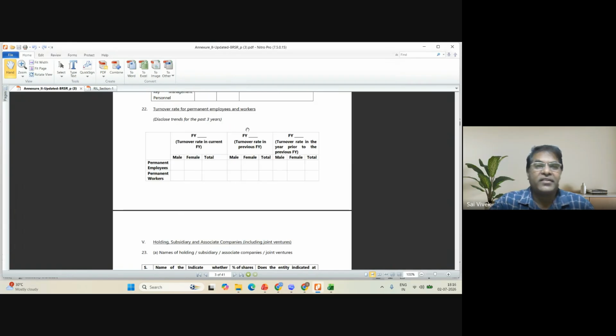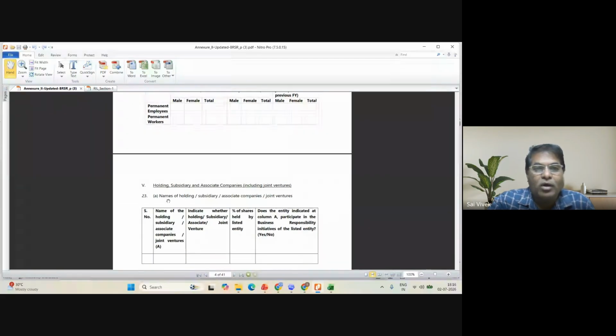The 22nd serial number is about turnover rate of permanent employees and workers. So turnover rate means number of employees who move out of the company and those who are required to replace that position in the company. That number we call as turnover. So this turnover rate in terms of male and female, in terms of permanent employees and permanent workers, all these details are given here. And the next one is about holding, subsidiary, associate companies, and joint ventures.